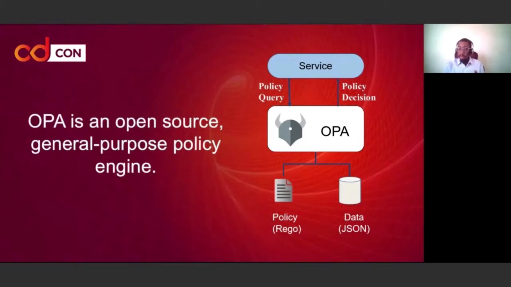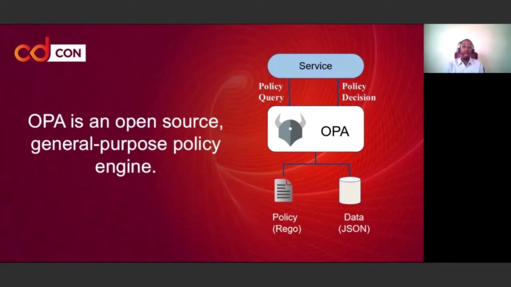OPA is just an open source general purpose policy engine. OPA stands for Open Policy Agent. You query OPA for a policy decision. It takes your inputs and uses them to generate a policy decision based on your policy in Rego.